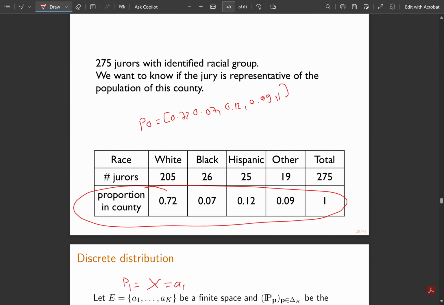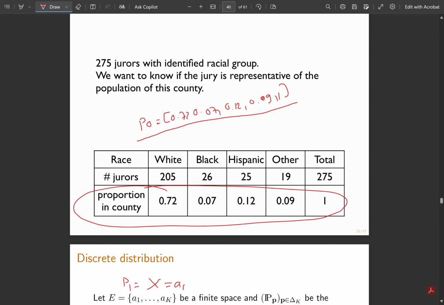In this example of jurors and racial groups, what we have is different races in a county. I want you to take a few seconds to think about what P naught is going to be here. The P naught in this case is the proportion of the races in the county. That's going to be P naught, and it's going to be this value here, 0.72 up to 1. All those values belong to P naught.